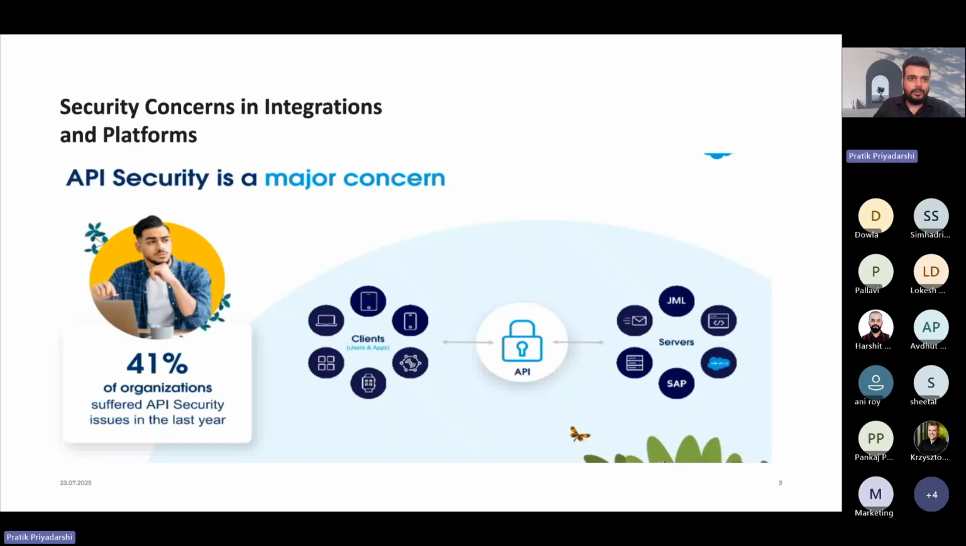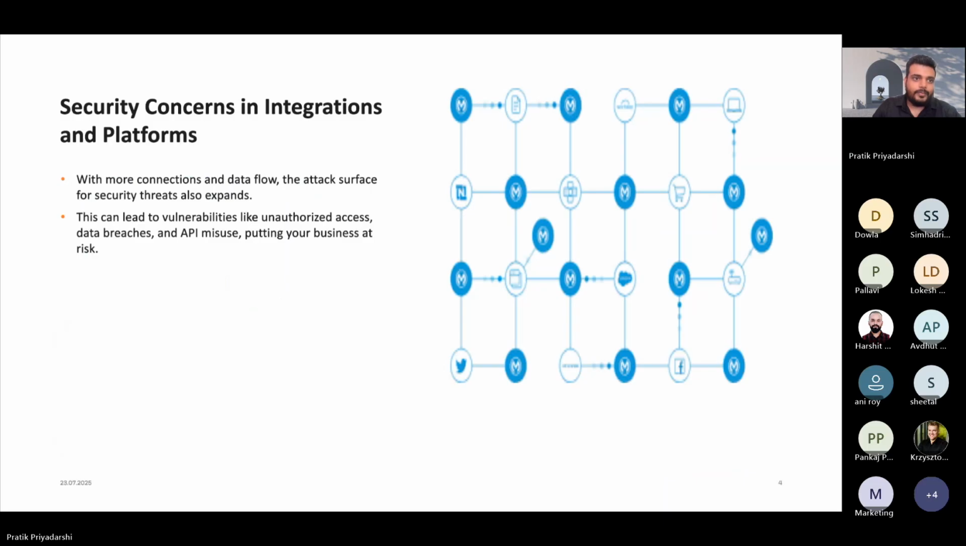So today we are going to see the security concerns in the integration platform. And yes, API security is a major concern. We have researched that 41% of organizations suffered API security issues last year. So let's talk about the very thing that empowers your business. It's integration. It connects your apps, your data, and customers. But with this incredible power comes a hidden cost, and that is exposure.